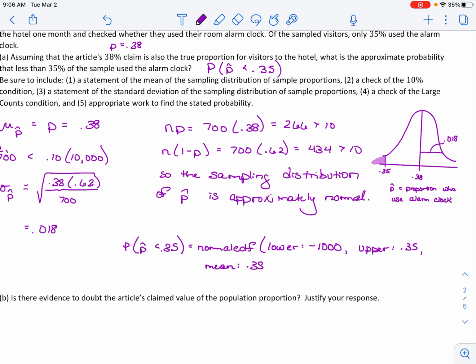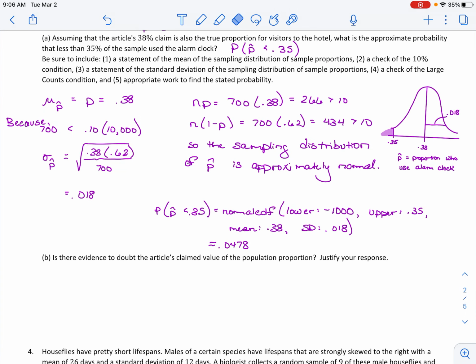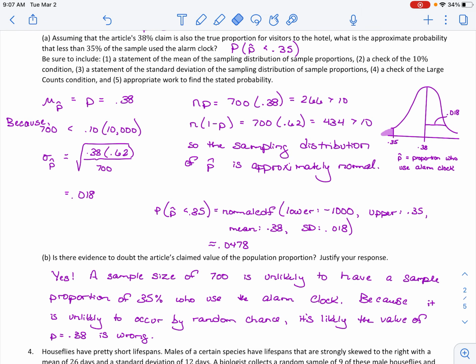That normal distribution has an average of 0.38 and a standard deviation of 0.018, which turns out to be statistically small. Not the smallest probability we've ever gotten, but it's small enough that we should be hesitant. So is there evidence to doubt the article's claim of the population proportion? Yeah. Assuming that the center is at 0.38, our results should only happen 4.8% of the time.